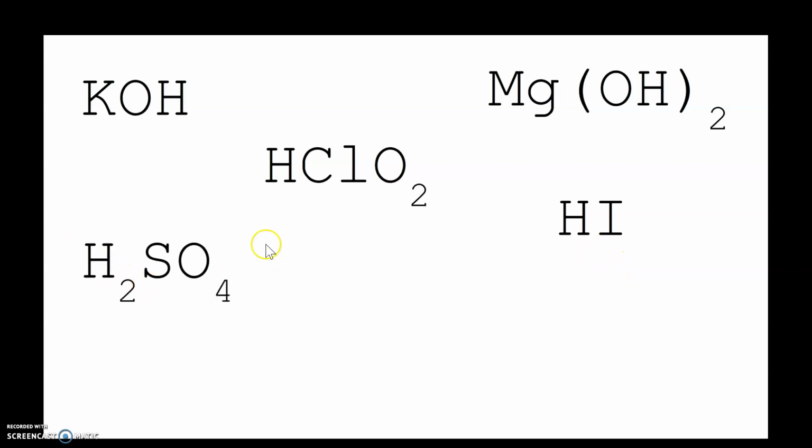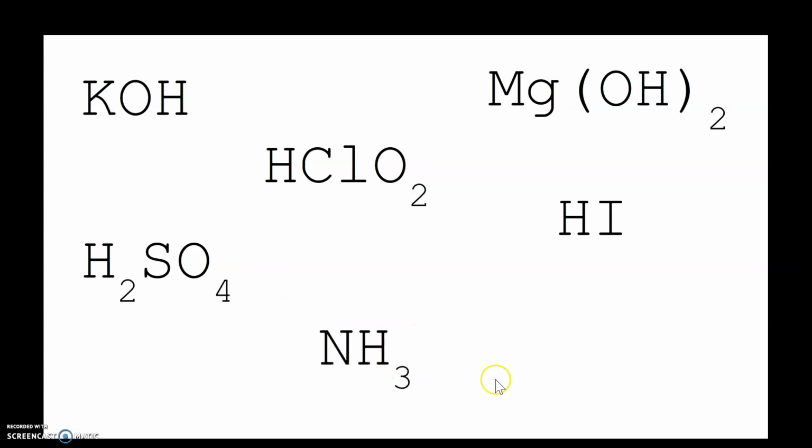This one, again, another acid because we've got hydrogen, and then SO4 is sulfate. So this is called sulfuric acid, and this is the most commonly produced acid, and the reason why is because it's used in batteries, like car batteries.